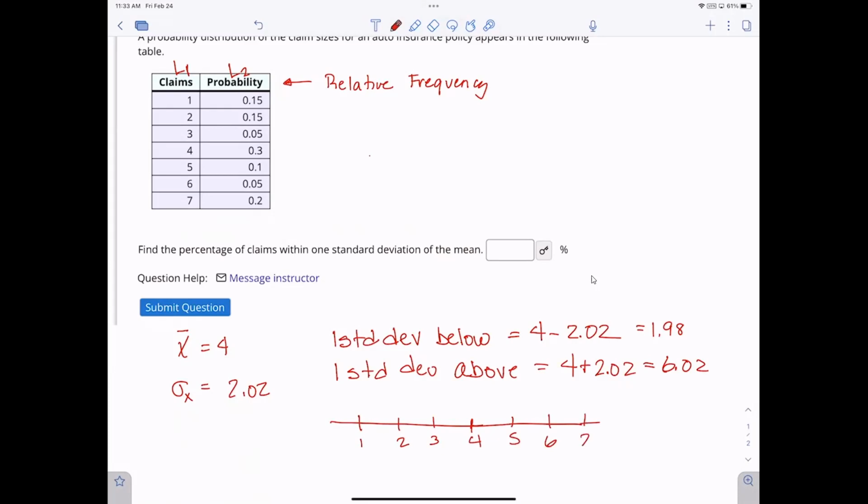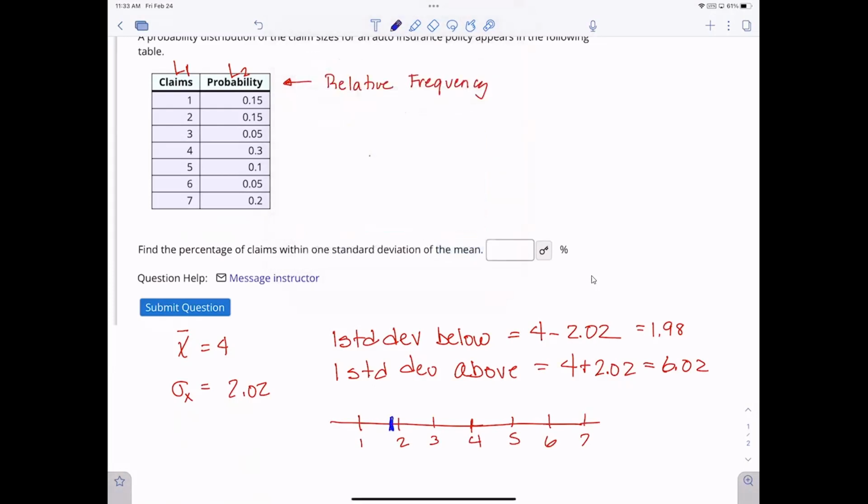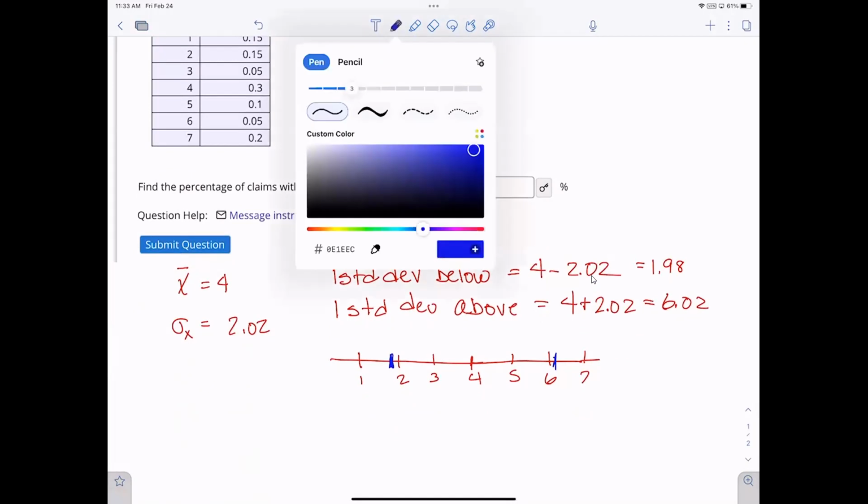So I'm looking for the proportion that is between 1.98, which we can mark in a different color, let's mark it in blue, right here, and 6.02. So what values on my probability distribution are between 1.98 and 6.02? Well, that would be the numbers 2, 3, 4, 5, and 6. So what I do is I take those probabilities and I add them up. So the proportion, the relative frequency, for my probability distribution occurring within plus or minus one standard deviation from my mean is the sum of the probabilities from 2 to 6. So I'm going to take my probabilities from 2 to 6, switch back to red.